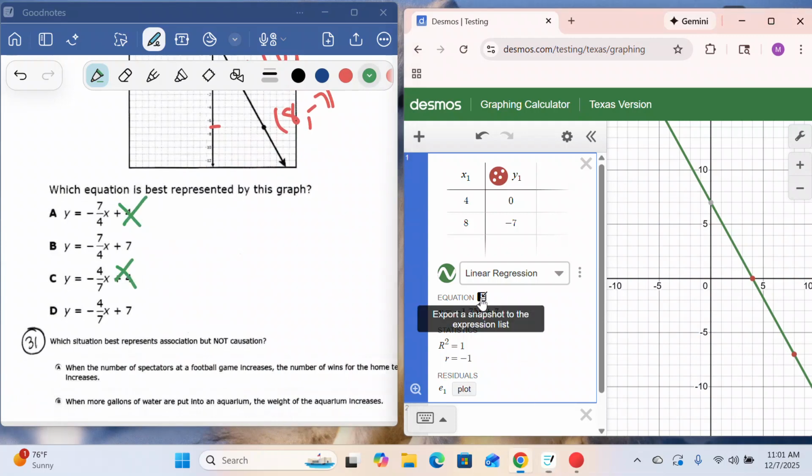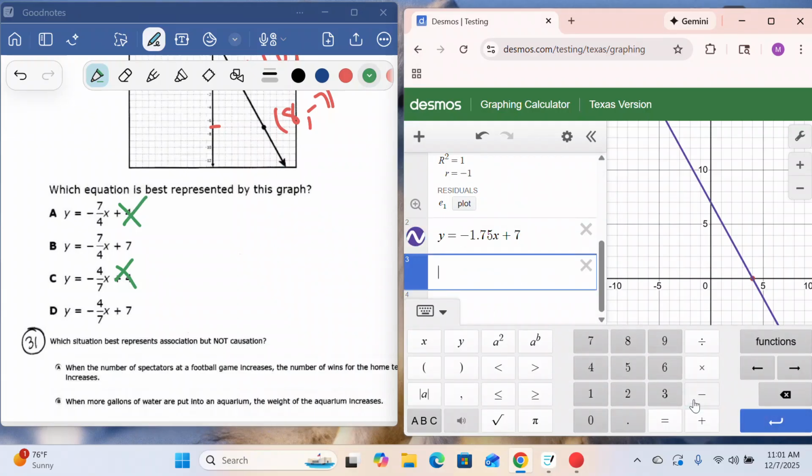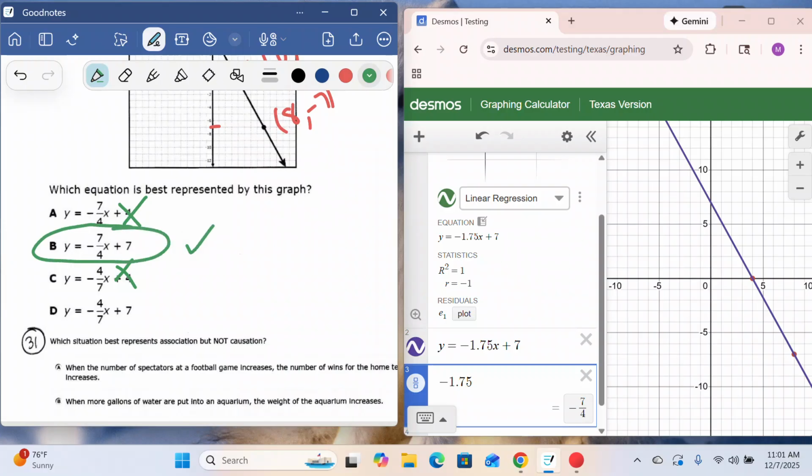Just by looking at this equation, if I want to look at it very closely, I look at -1.75. I can also input -1.75, and I can put fractional form right here, and it gives me -7/4. And the only one that is correct is letter B. And once again, Desmos did everything for us.